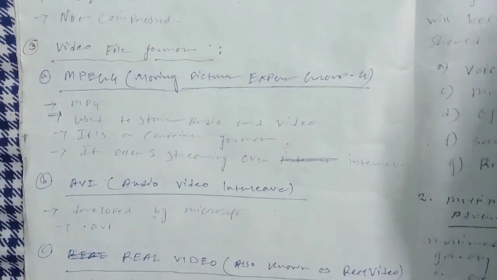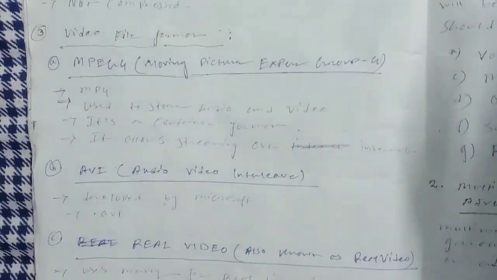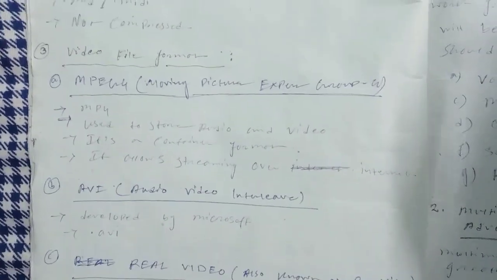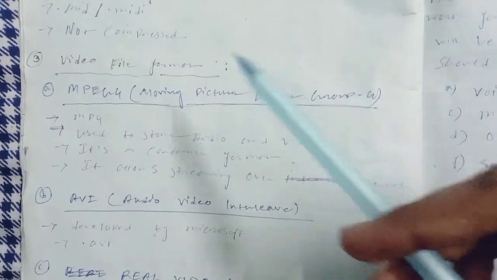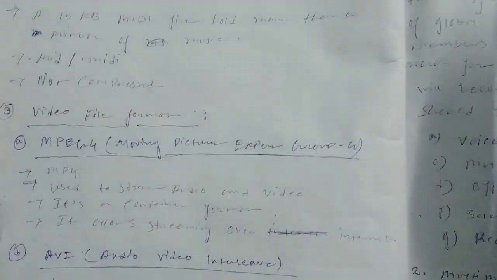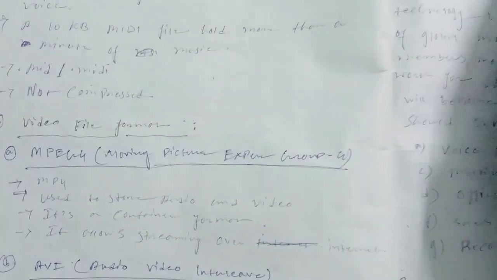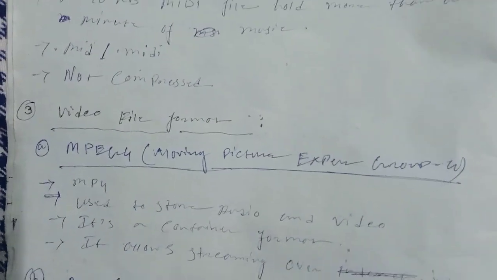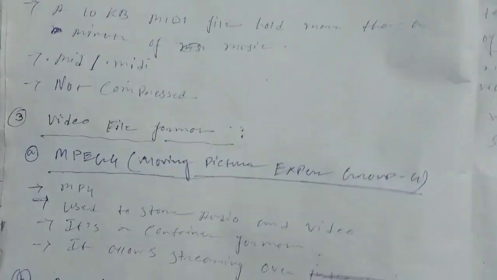So lastly, we have the video file format. We have 3 video file formats: real video, AVI, and MPEG4. The moving picture expert group, MP4. Always you see that if you have any videos in your device, the extension is .mp4, right? So extension will be .mp4.